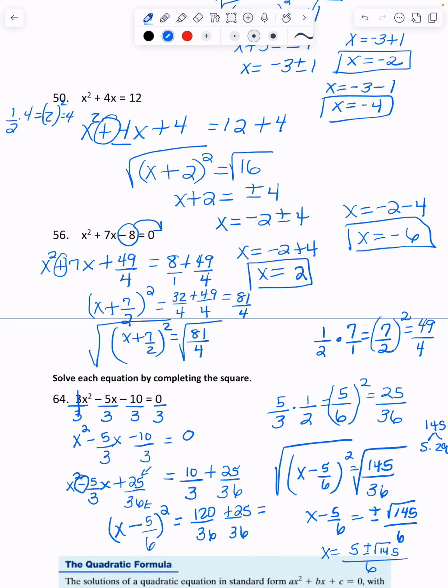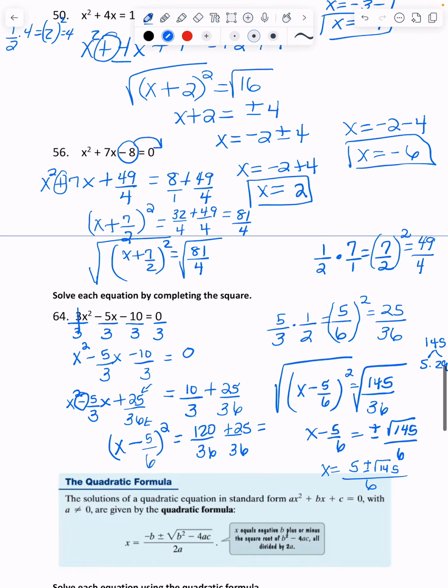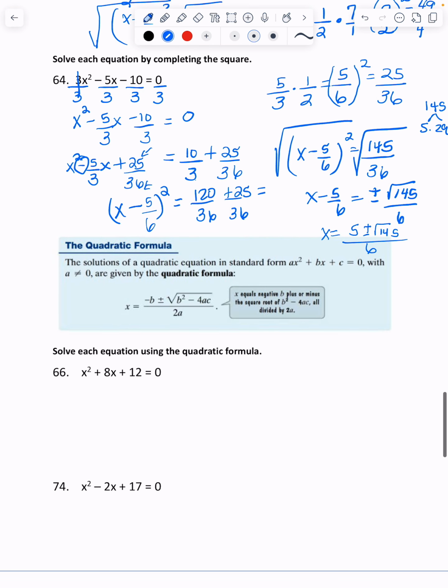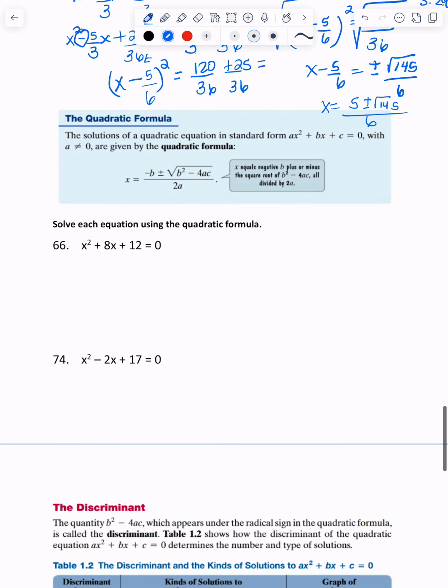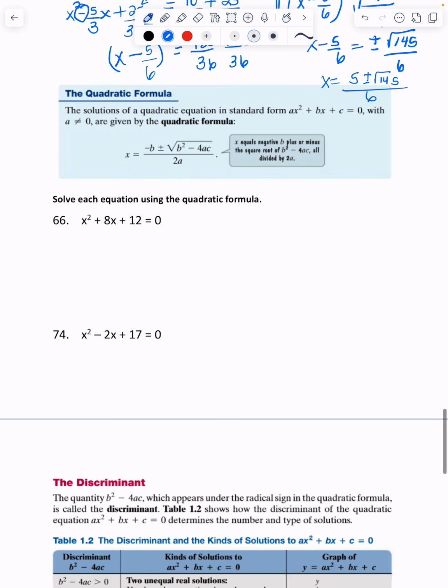I can't solve every quadratic by factoring because sometimes it's not factorable. I can solve every quadratic by completing the square. If you look in your textbook, one thing they do is take the standard form of a quadratic and complete the square. When you do that, you get the quadratic formula.